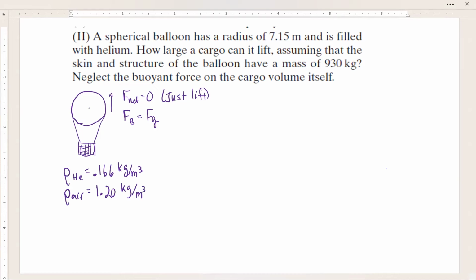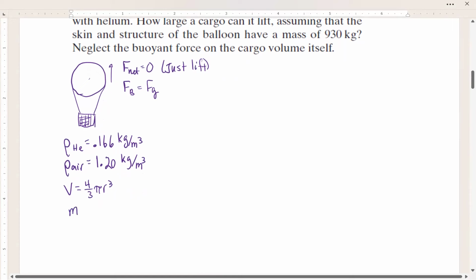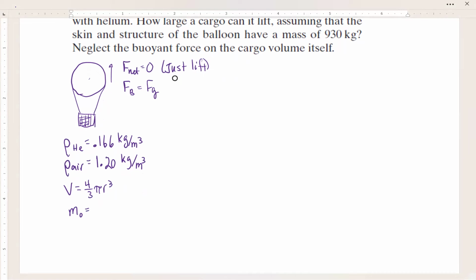And so now I've got other stuff I've got to figure out. For one thing, I need to figure out the volume. I don't have the volume. All I've got is the radius. So now we're back to geometry, and I know that the volume of a sphere is 4/3 pi r cubed. I know that the mass of my object is going to be the mass of the balloon plus the mass of the cargo.